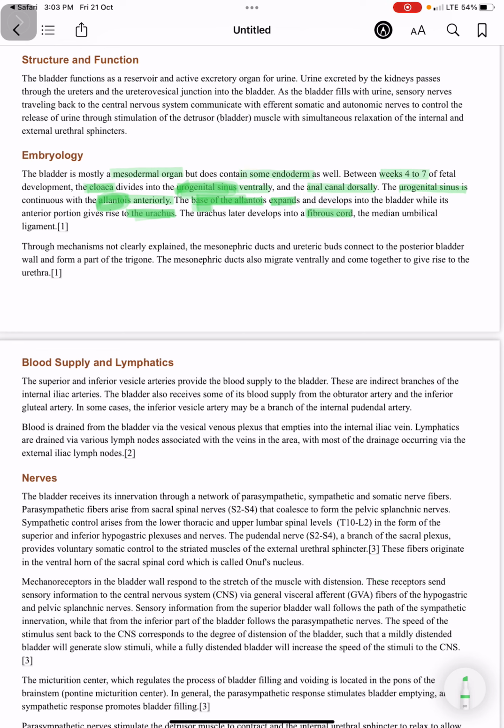So how does this urachus later develop into a fibrous cord? This is the median umbilical ligament. The urachus later develops into a fibrous cord, the median umbilical ligament.